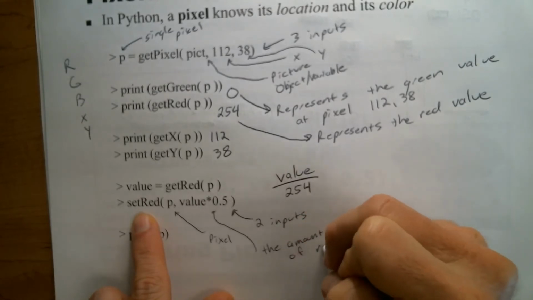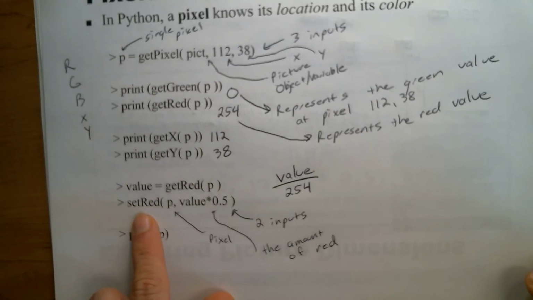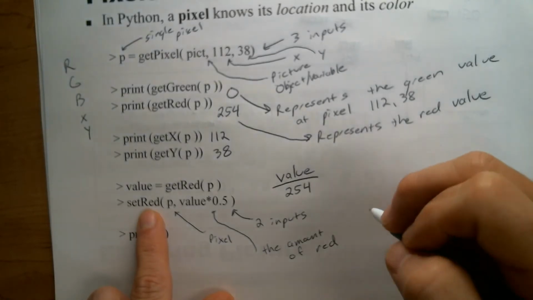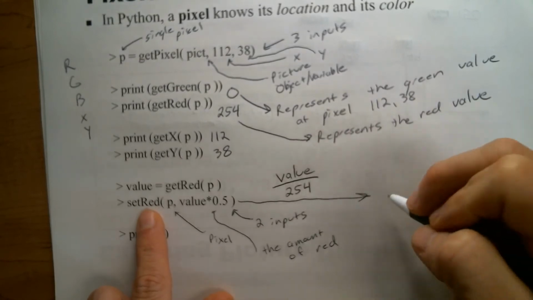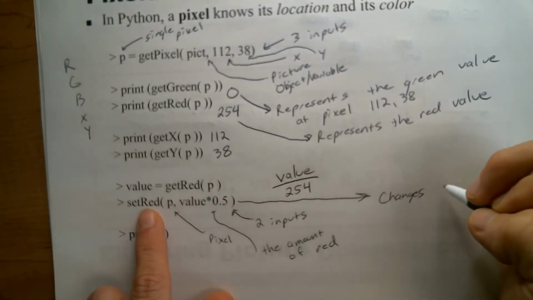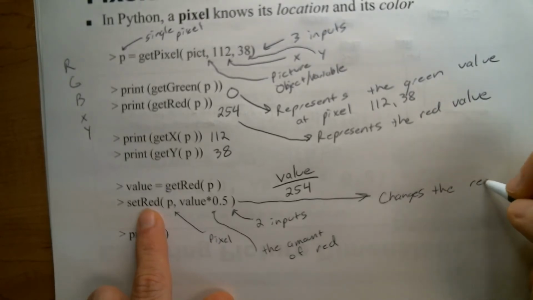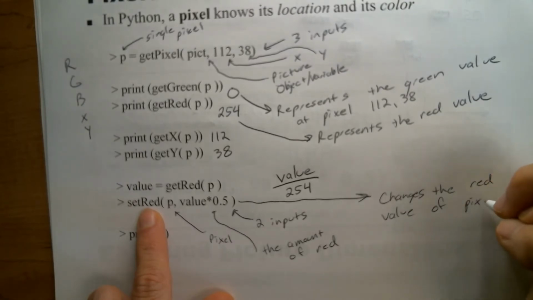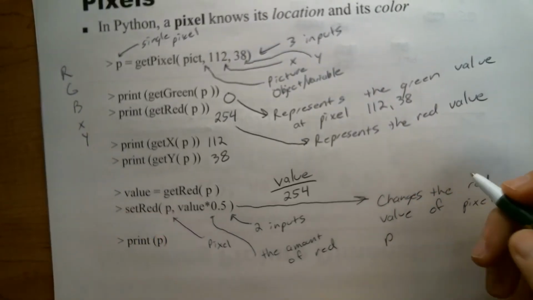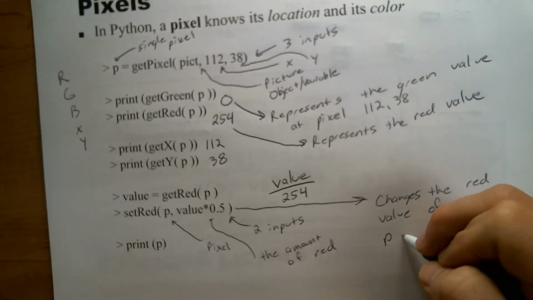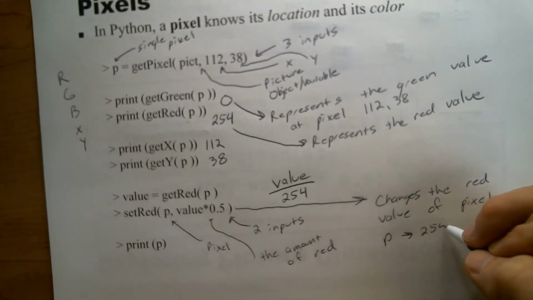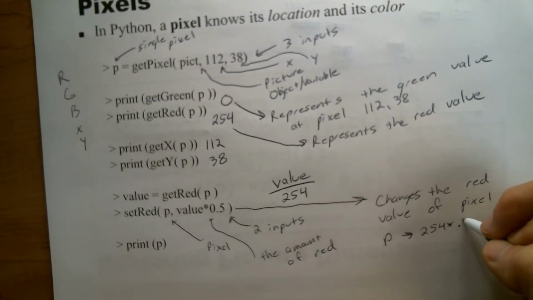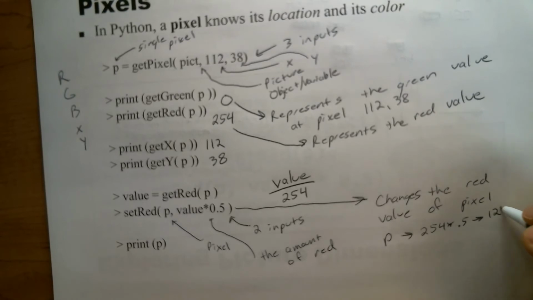So what this is going to do is it's going to go to that pixel P and change the red value of just that pixel. So this whole line changes the red value of pixel P, and specifically what it's doing is 254 times 0.5 and changing it to 127.